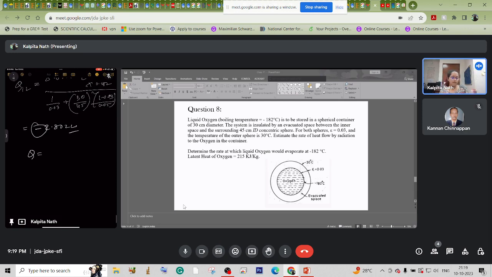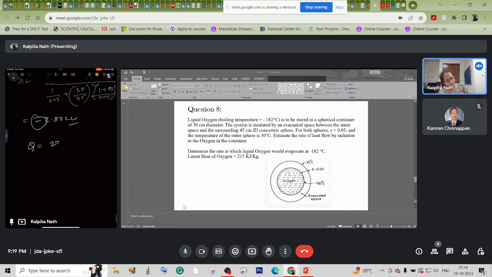Now, as I've already said, the heat flow due to radiation from the outer surface to the inner surface will only be responsible for the evaporation of the liquid, as there is no heat loss indicated in the question. So this 2.802 will be in joule per second, right? This will be utilized in the evaporation of the liquid oxygen. So m dot lambda, where lambda is given as 215 into 10 to the power 3 joule per kg. So joule will cancel out, so m dot will be equal to 2.802 upon 215 into 1000.